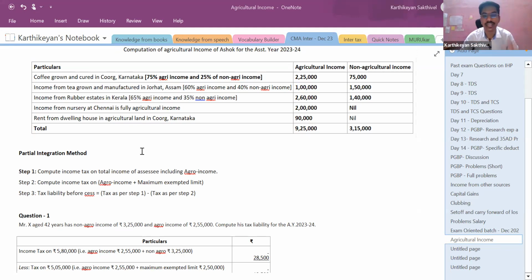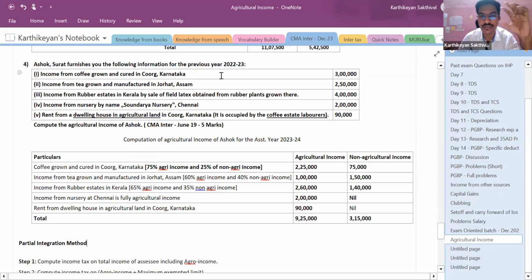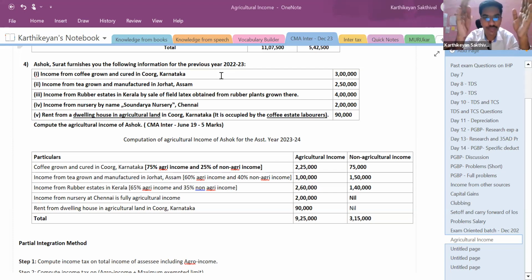So next is the partial integration method. I had already mentioned that the government is using a different method to compute tax for agricultural income. Even though it is exempt, they include it in income and then exclude it, just to take the person to higher slab rates. Even though they claim it is not being taxed, it is included in my income to raise my tax slabs. Generally, you already know.